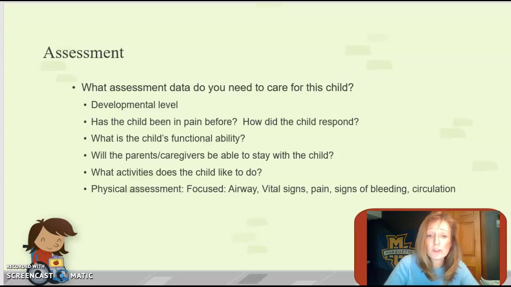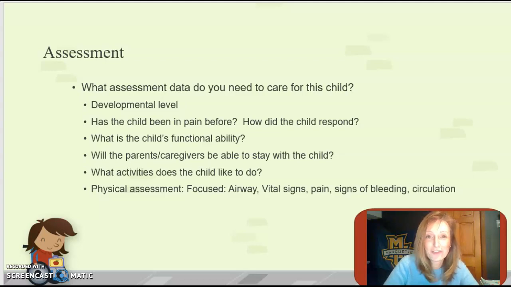We need to understand what the child's functional ability is. Is the child able to feed themselves? Are they able to dress themselves? Because this is a pens up. We don't want to do more for any patient than they're able to do for themselves.